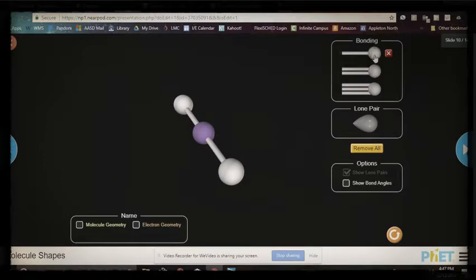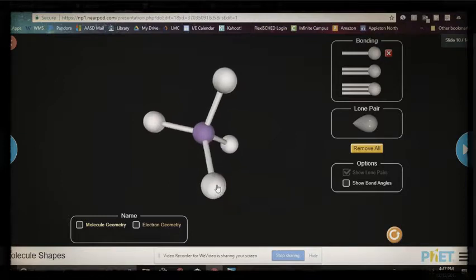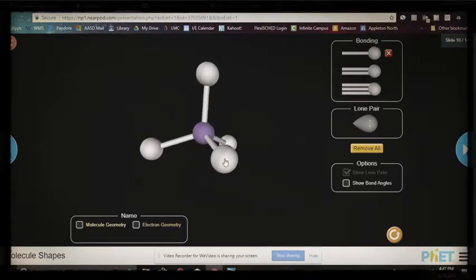Okay. So let's add 4 bonds there. So we have 5 atoms on here. And if we move it around a little bit, you can see how it would have a little bit more of a pyramid kind of shape to it. And that is our tetrahedral shape. So no lone pairs on here because we do have the 4 bonds. So we have 8 valence electrons. We're all good to go.